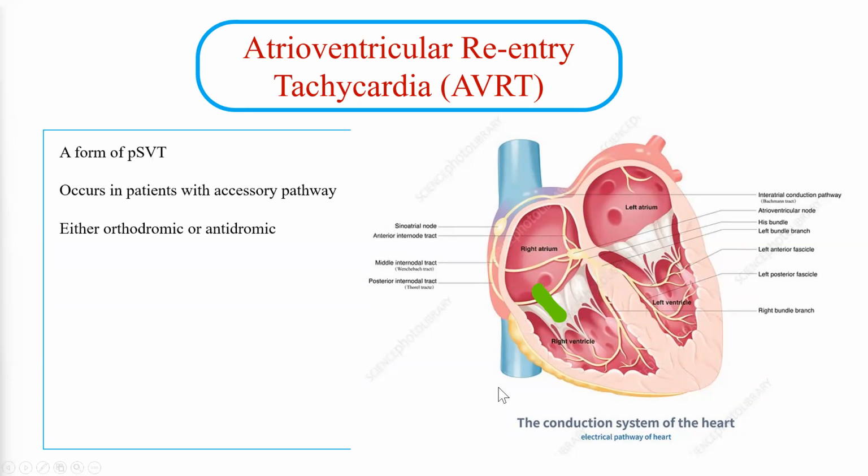While in the antidromic AVRT, in which the anterograde conduction is happening through the bundle of Kent, this will produce a regular wide complex tachycardia, and this is almost always difficult to distinguish from ventricular tachycardia. Okay, and the trigger also is just like premature atrial or premature ventricular beats that can produce both.